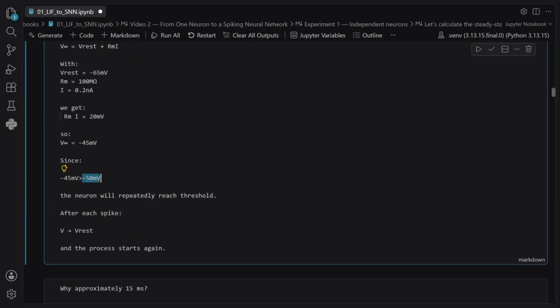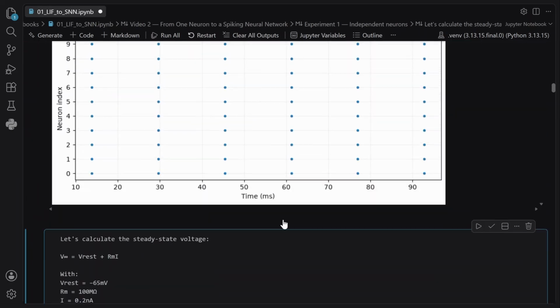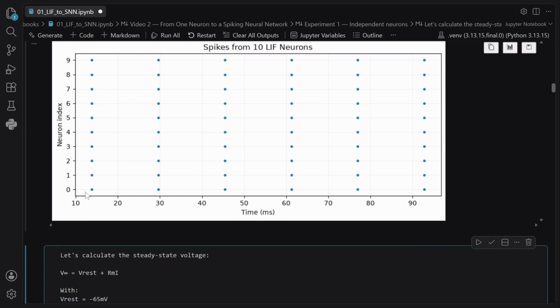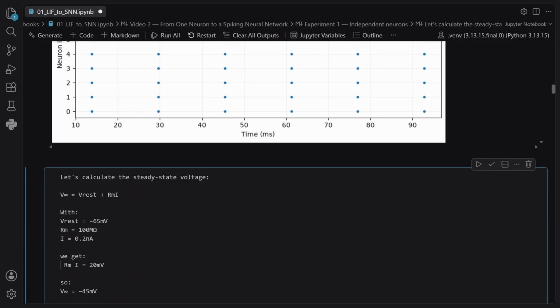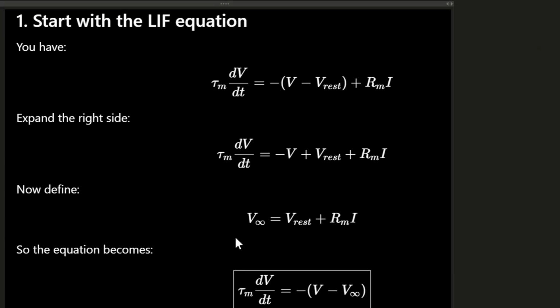Another question you may have is this time gap. We start from nearly 15 milliseconds to 30 milliseconds, and from 30 milliseconds to nearly 45 milliseconds. Every time, there seems to be a gap of approximately 15 milliseconds. Where did 15 milliseconds come from? To understand this, we start from our original leaky integrate and fire equation. Okay, so this was our equation.